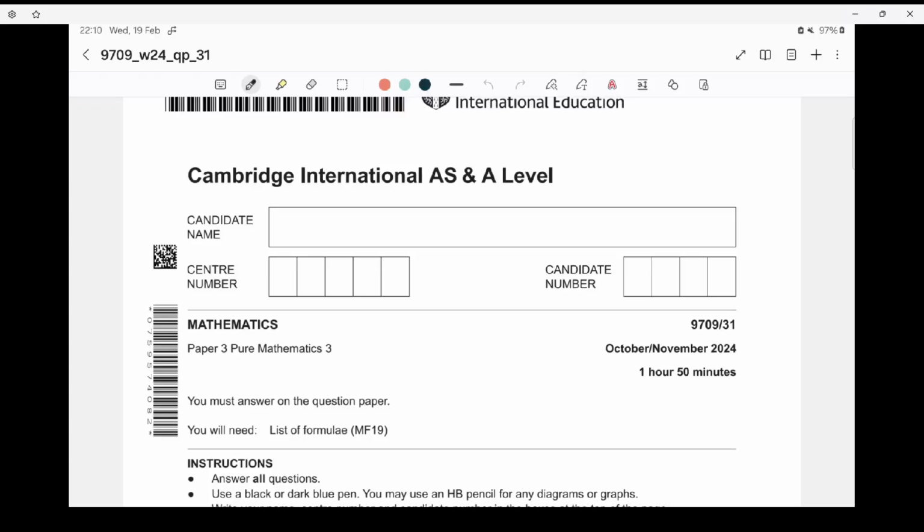Hi. So today we'll look into this particular past year paper on P3. As you can see above, 9709 W24 and then question paper variant 31. This should be your identification code for the past year question that I'm referring to. So let's begin.